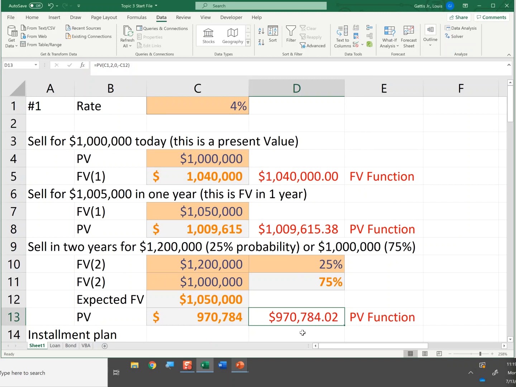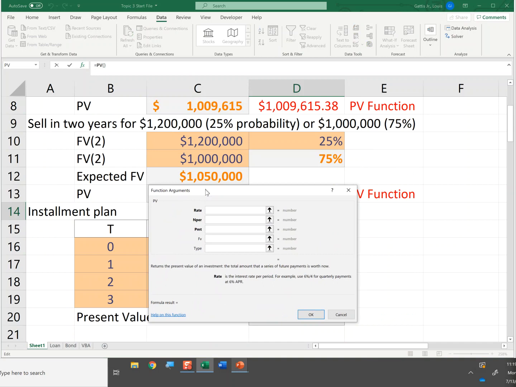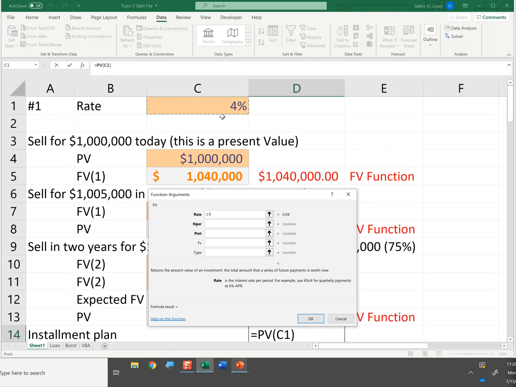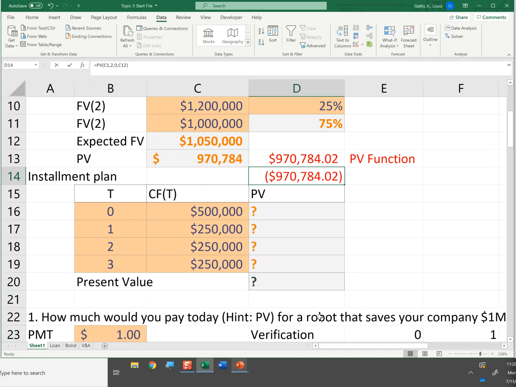To access these functions, or to use these functions from scratch, all you need to do is click on this little f of x. You could look for your function like PV, find your function, hit OK, and then you can put in your parameters here. Say 4%, 2 periods, no payments, but a future value of $1,050,000, and that's how you input that function right there. Notice it's a negative number, so I can either change that to a negative, switch that to a positive, or change this to a negative and just switch it to a positive just for presentation purposes.